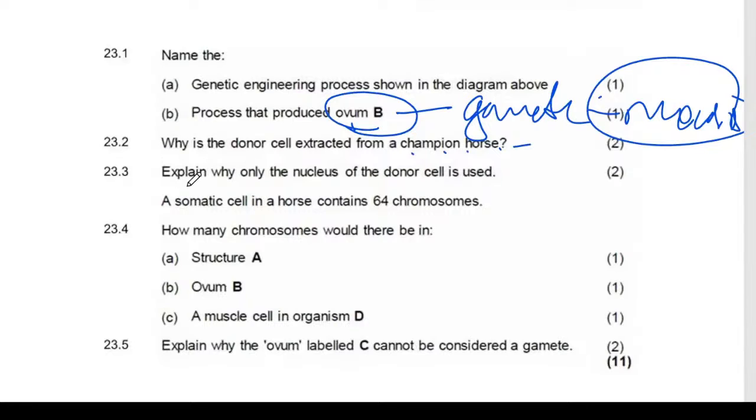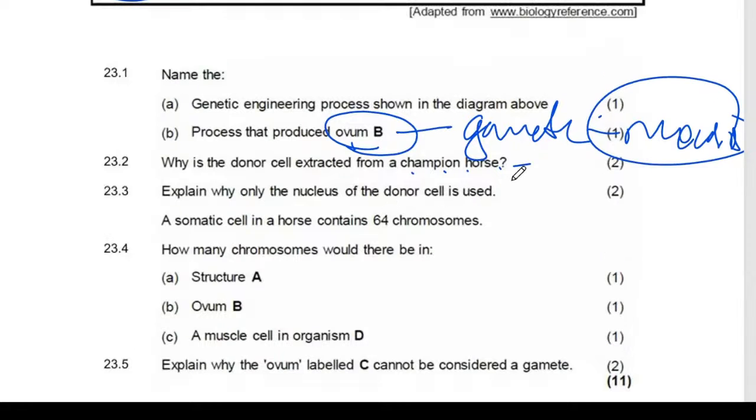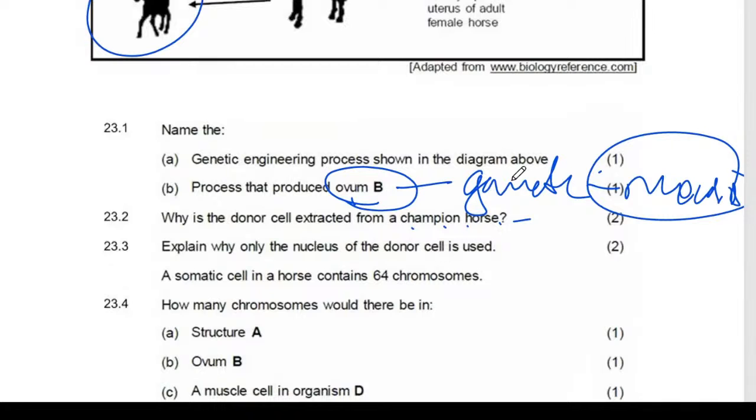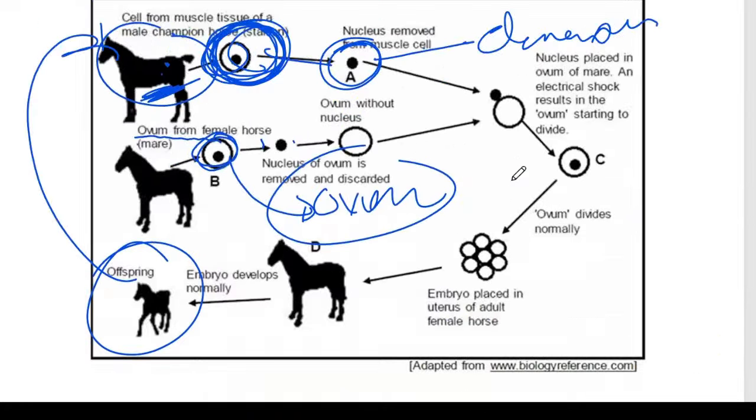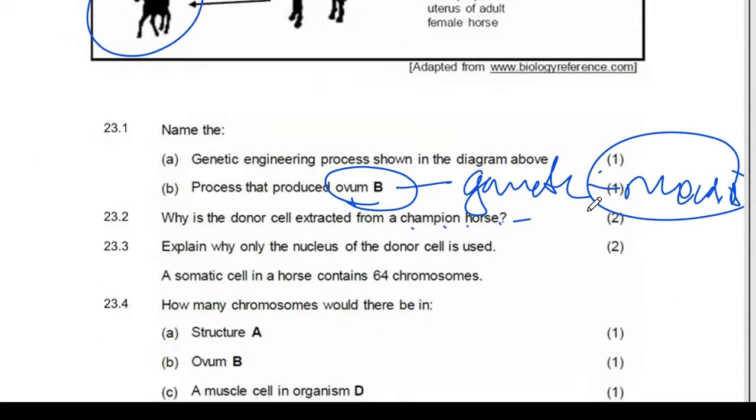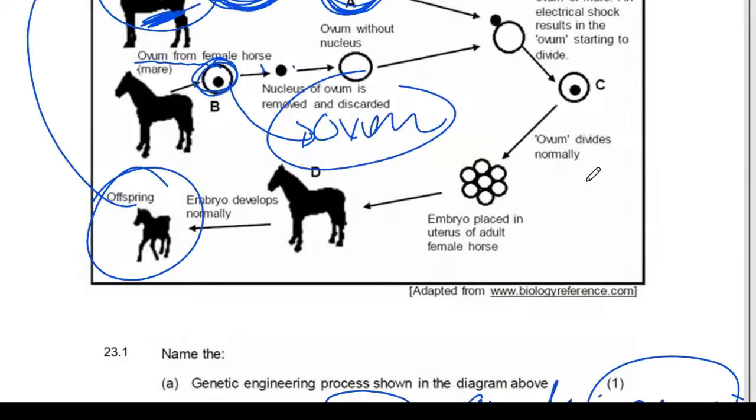Then they're saying, explain why the nucleus of the donor cell is used. Why do we use the nucleus? They're saying, explain why only the nucleus of the donor cell is used. Why don't we also use the nucleus of this?